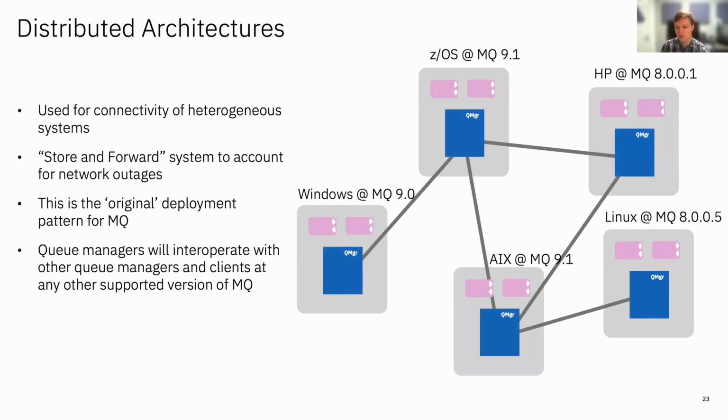The traditional MQ architecture deployment is called the distributed architecture. In this instance, a queue manager runs on each application server. On this slide, the pink represents the applications running and the blues represent the queue managers. On each system where your applications are running, they talk into a queue manager, and the queue manager talks to other queue managers, which in turn talk to other applications.